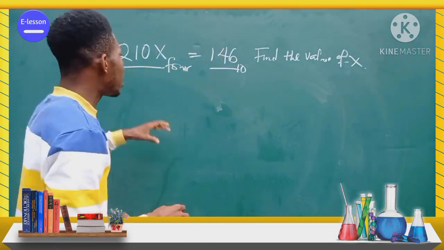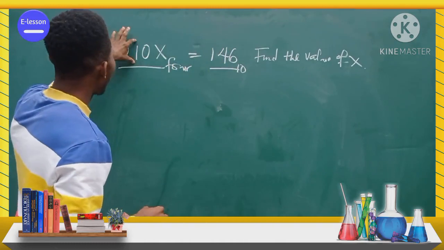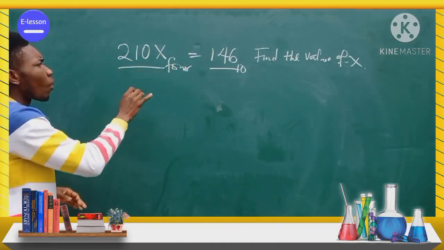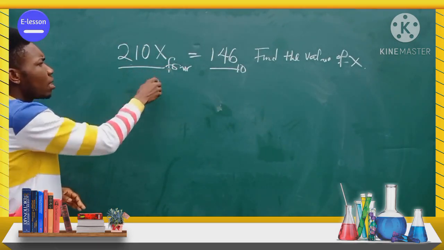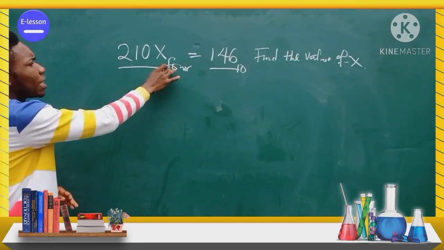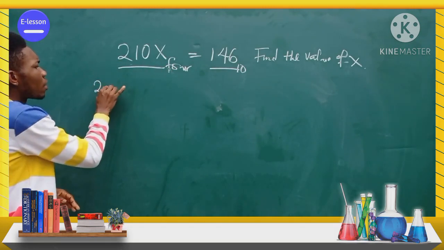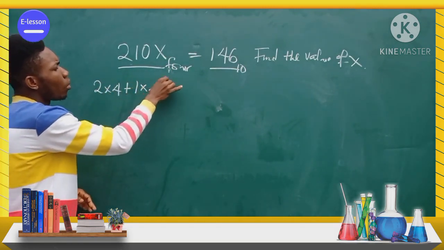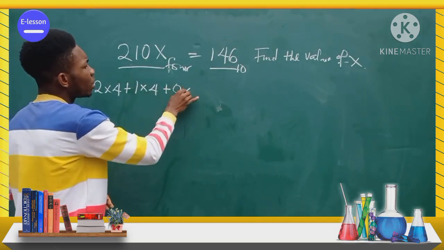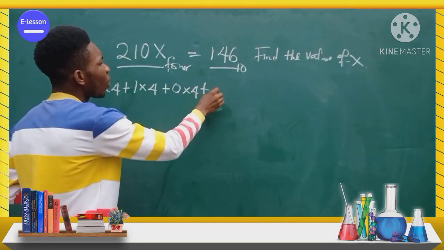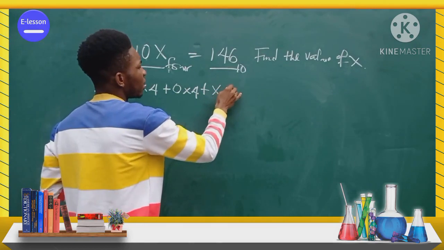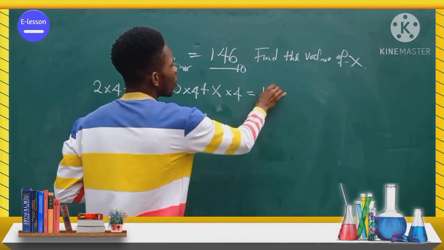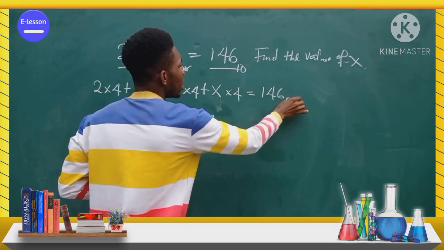Now, to convert 210s in base 4 to base 10, we write out 210s base 4 with each digit multiplied by the base. This becomes 2 times 4 plus 1 times 4 plus 0 times 4 plus s times 4, everything equals 146 base 10.